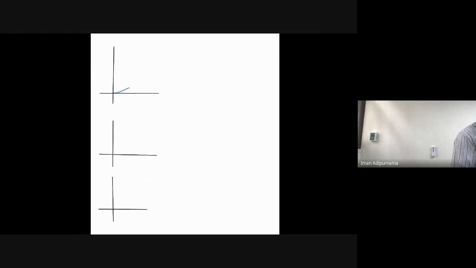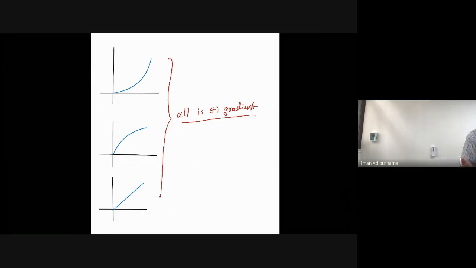Okay, let's say you have this going up. This is also going up. This is also going up, like when we observe the previous graph. So all of them have a positive gradient, right? So the gradient is positive.